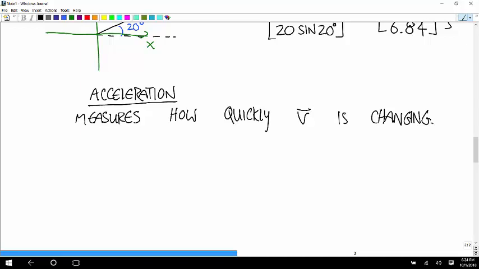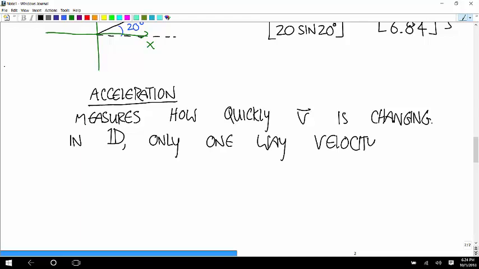In 1D, there was only one way, in a sense, that the velocity could change, and that is that the speed can change. So there's only one way in 1D that velocity changes, and that is that the speed changes.